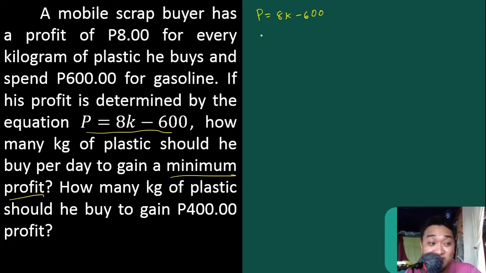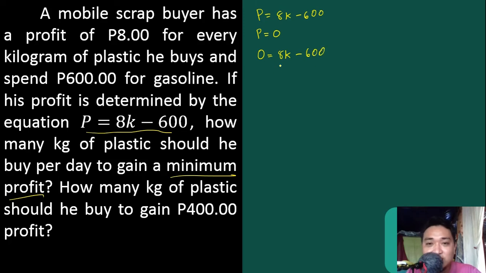Zero profit. So whenever P is equivalent to 0. At pag nalaman na natin yung number of kilograms whenever the profit is 0, tsaka natin malalaman yung minimum. Kasi all we have to do is to add 1 kilogram lang. So pag-usapan muna natin kailan siya magkakaroon ng 0 profit o yung tinatawag nating break even. Patas. So all we have to do is to substitute now 0 to the equation. So that is 0 is equivalent to 8k minus 600.